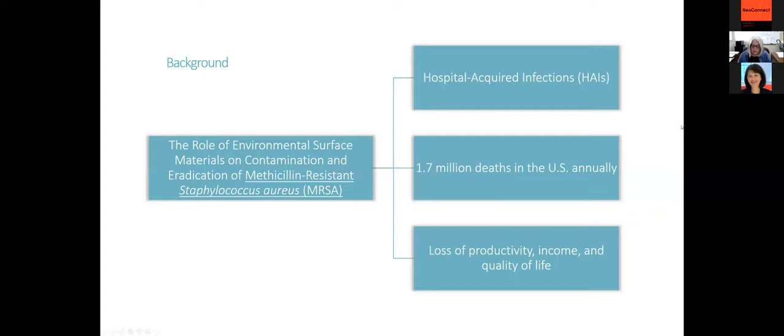So a little bit about hospital acquired infections. There are about 1.7 million deaths in the US annually. We talk about that in public health terms, that's a lot of people who die at the hands of an HAI. But then when you look at the personal cost, there's a loss of productivity. Someone may lose their job or become disabled and not be able to do their job. There's a loss of income plus the cost of all the expenses that come with that, and it can have an impact on quality of life for the individual.